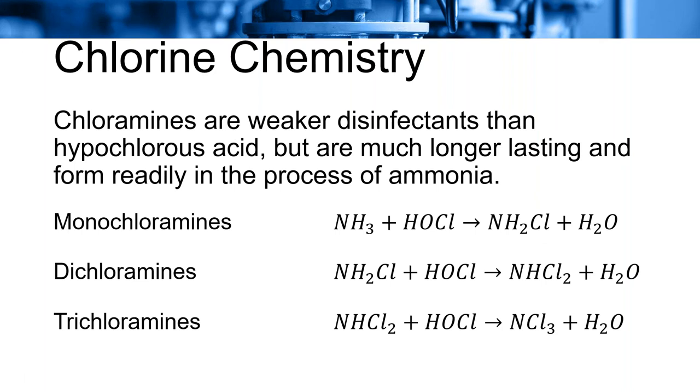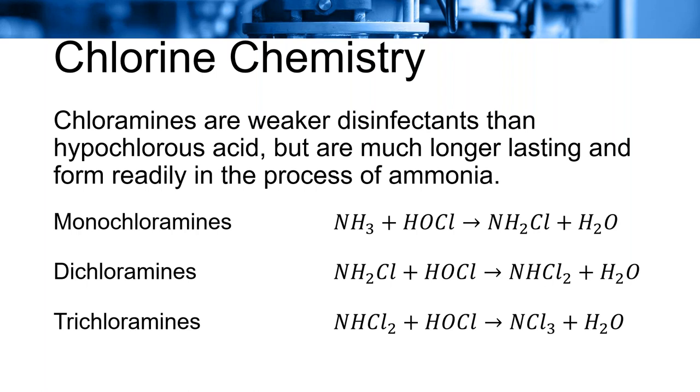So for our chlorine chemistry, chloramines are a weaker disinfectant than hypochlorous acid, but are much longer lasting, formed through the process of ammonia. Ammonia is present in all wastewater, so this chemistry always occurs in wastewater when hypochlorous acid is added. And these are important for understanding our chlorine residual. There are three different forms of chloramines: monochloramines, dichloramines, and trichloramines.